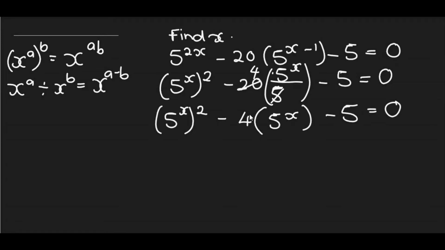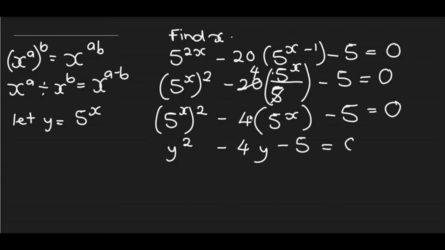Now we can make 5 to the x equal to a certain variable. Let's say let y be 5 to the x. So y is now 5 to the x, and we replace 5 to the x with y to solve this question. So we have y squared minus 4y, because y is 5 to the x, minus 5 is equal to 0. Now we have a quadratic equation, which we can solve using the quadratic formula, or we can factorize.